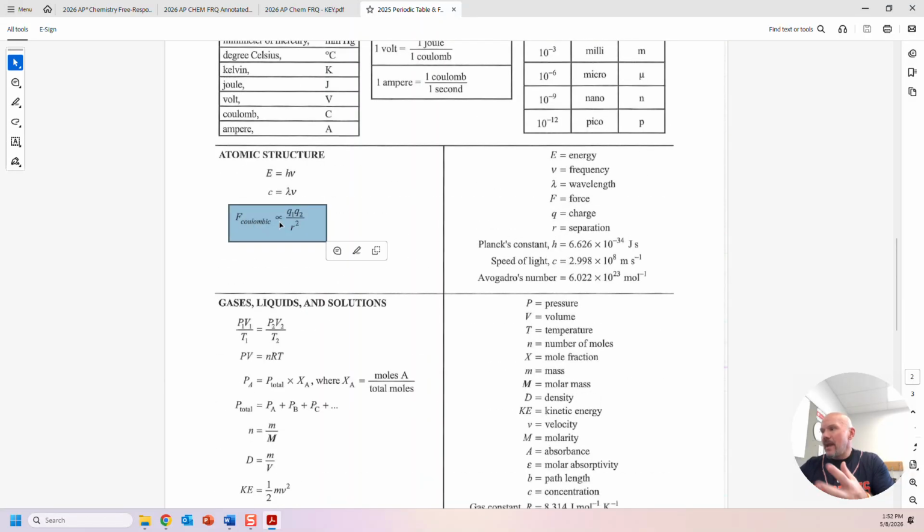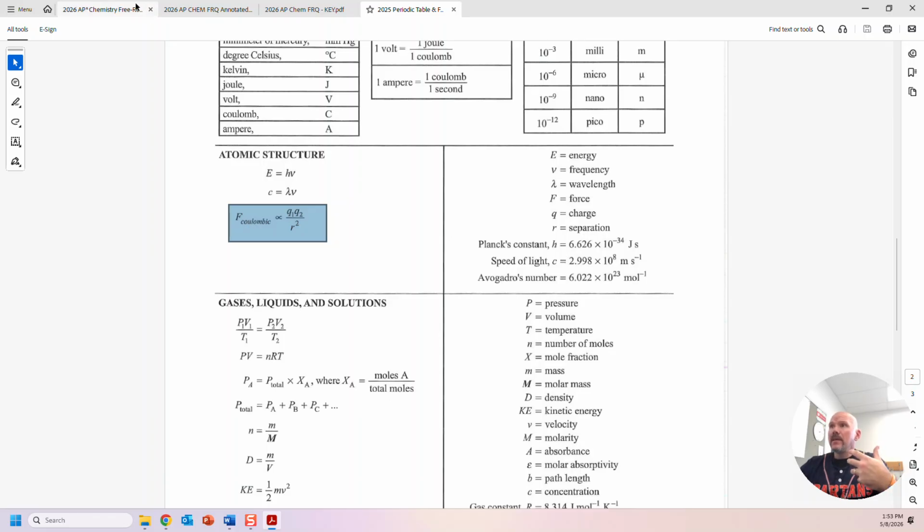So on the AP exam, you're not going to have to calculate the force of Coulombic attraction. You just have to know, is it going to be higher? Is it going to be lower? And what does it depend on? Q1 and Q2, which are the charges of the two different particles, ions in this case, divided by r squared, which is the distance between those particles squared. So the closer they get, the stronger the Coulombic attraction. The higher the charge, the higher the Coulombic attraction.